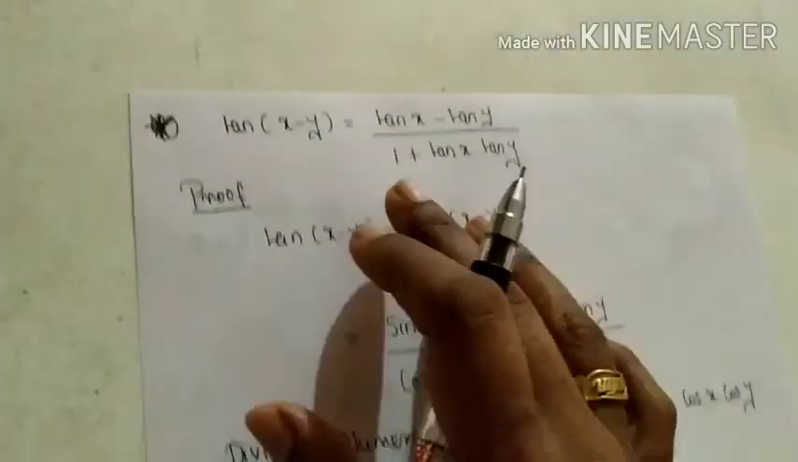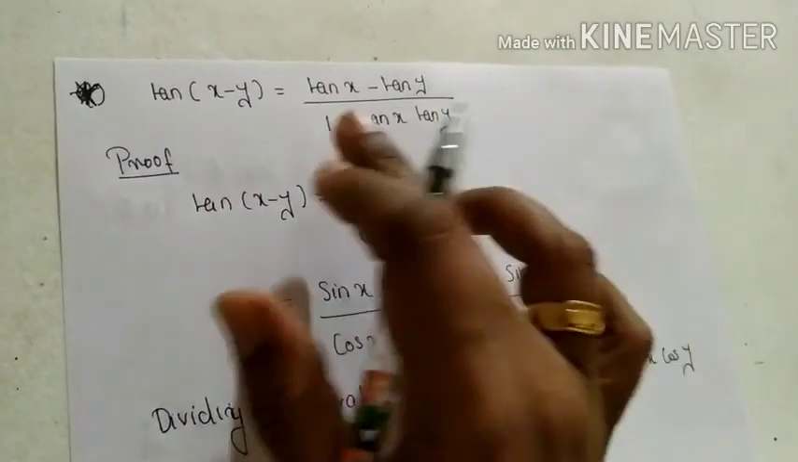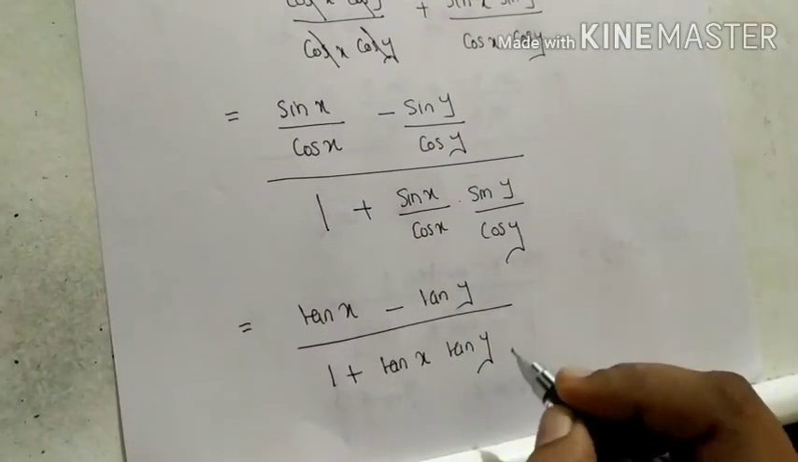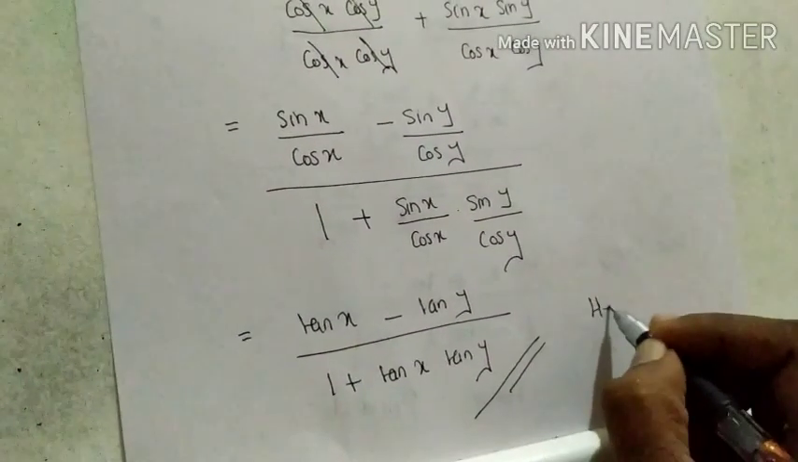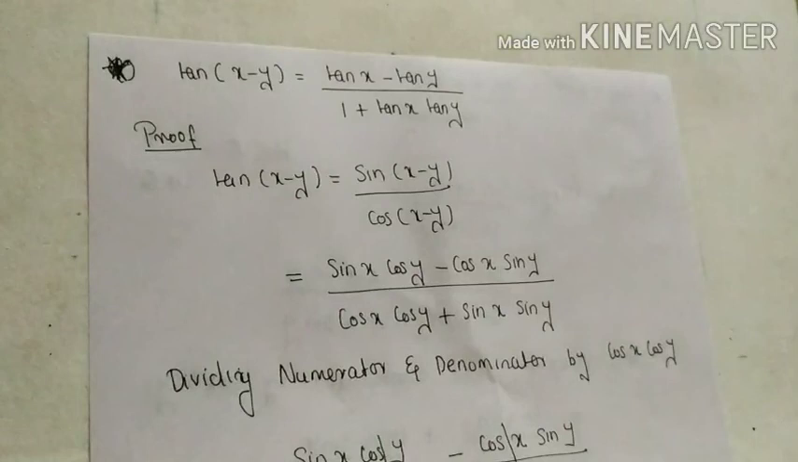So hence we get our identity: tan of x minus y equals tan x minus tan y by 1 plus tan x tan y. So hence proved. So this identity is also important, so learn it by heart.